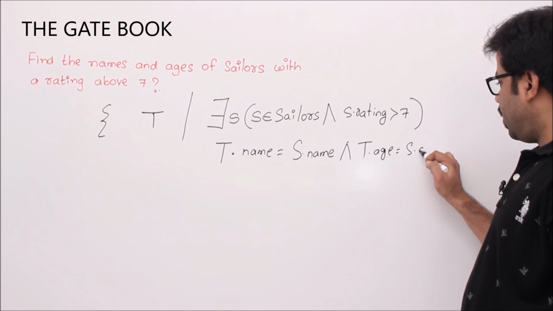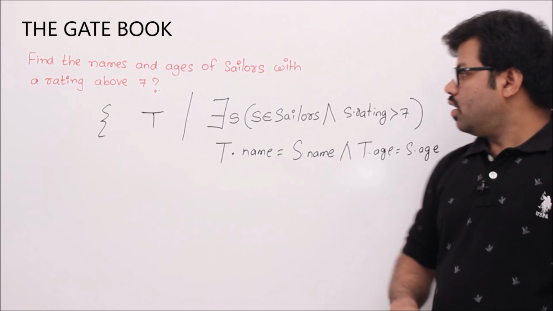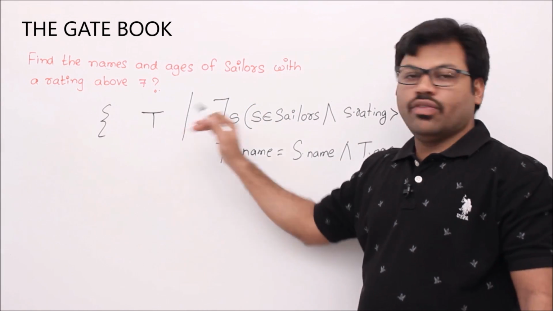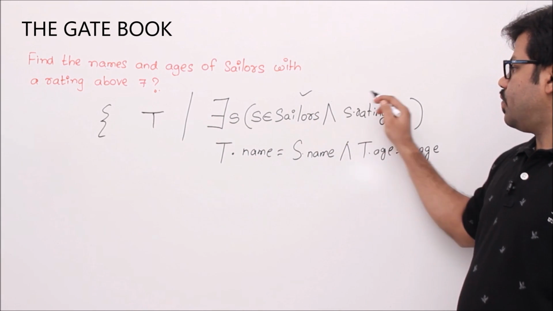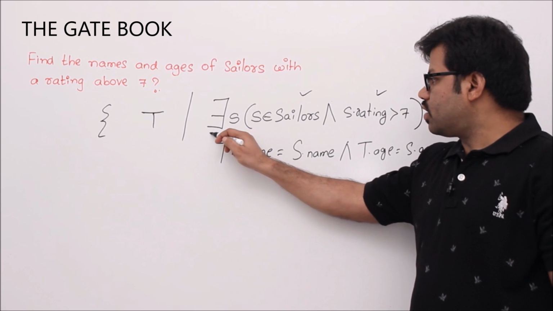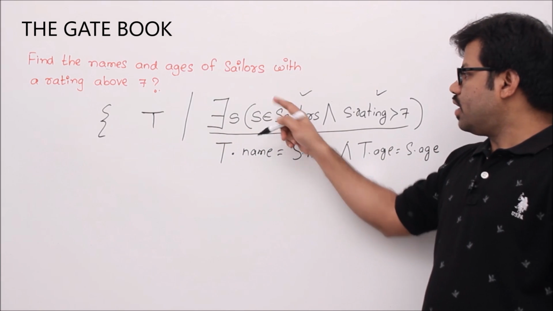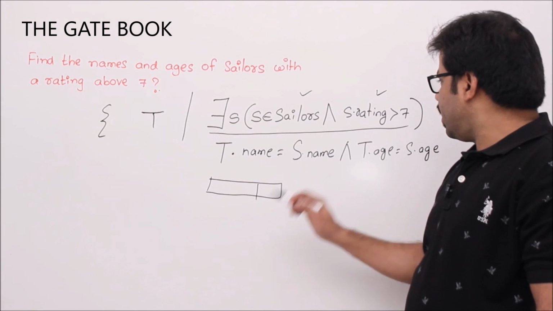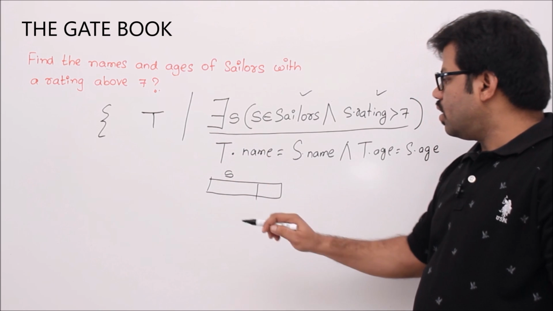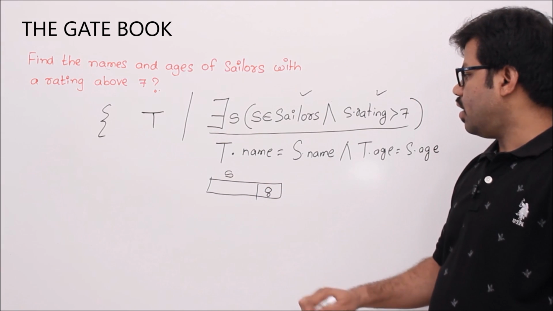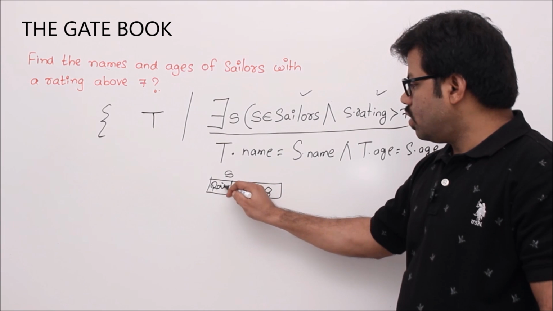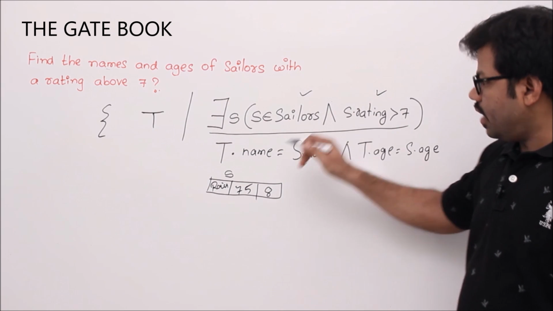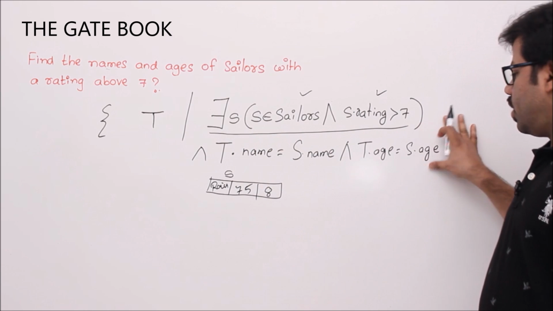We'll try to understand what this means. This means whenever this formula is satisfied, t will be printed. I want a tuple t in the world such that this formula is satisfied. Whenever this formula is satisfied, this component should be satisfied. When this component is satisfied, you are seeing at least one tuple whose rating is greater than 7, like 8. Maybe his name is Raju and his age is 75 or something. Then only this formula is satisfied, and this formula is also satisfied.